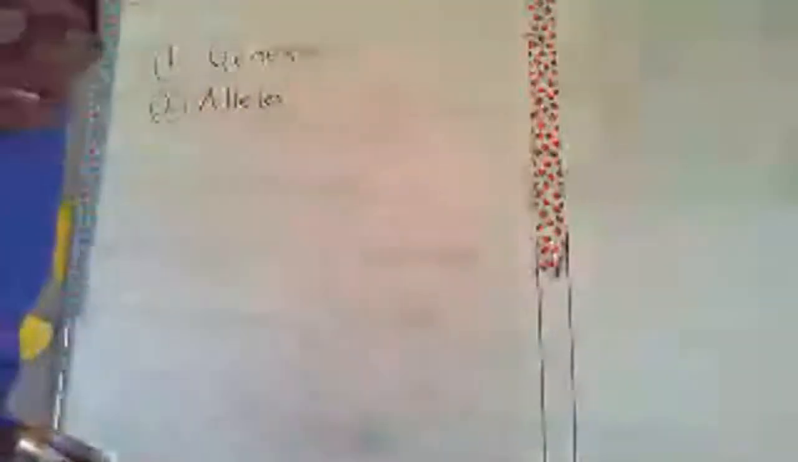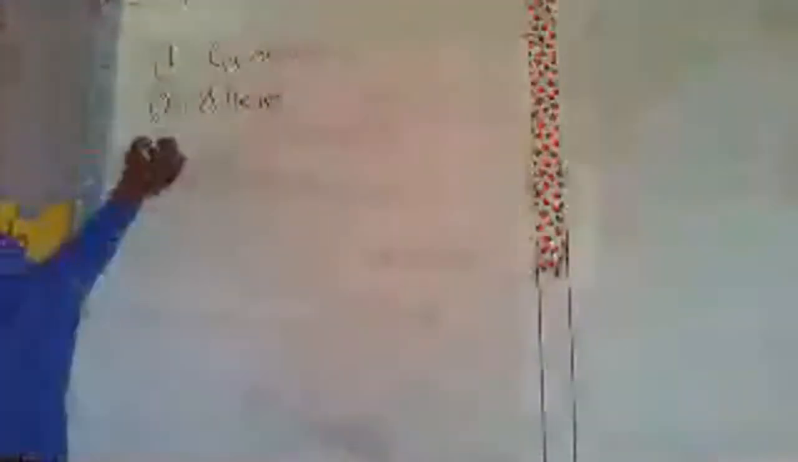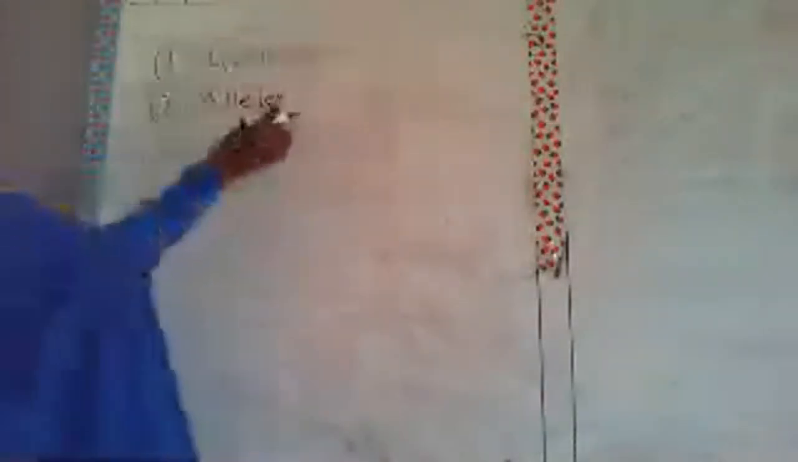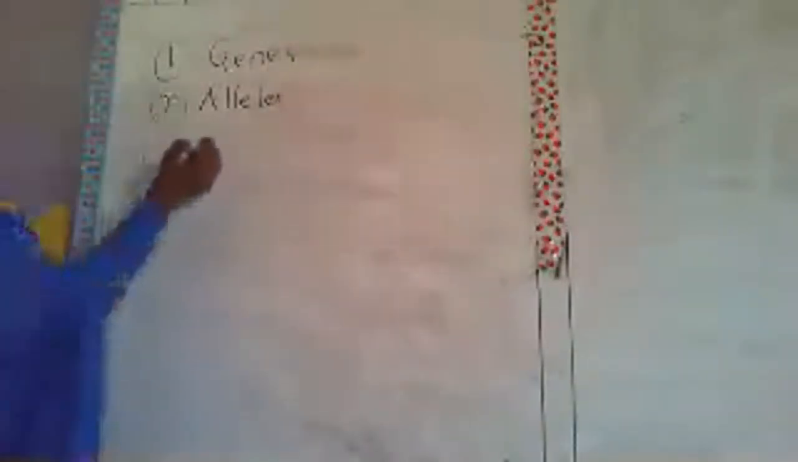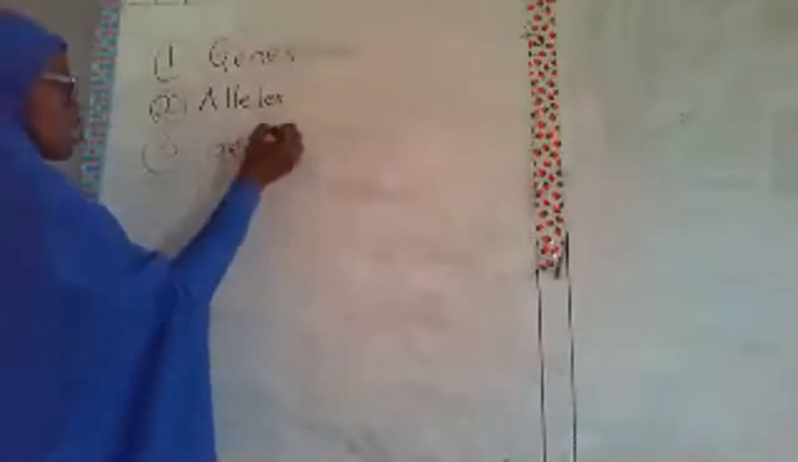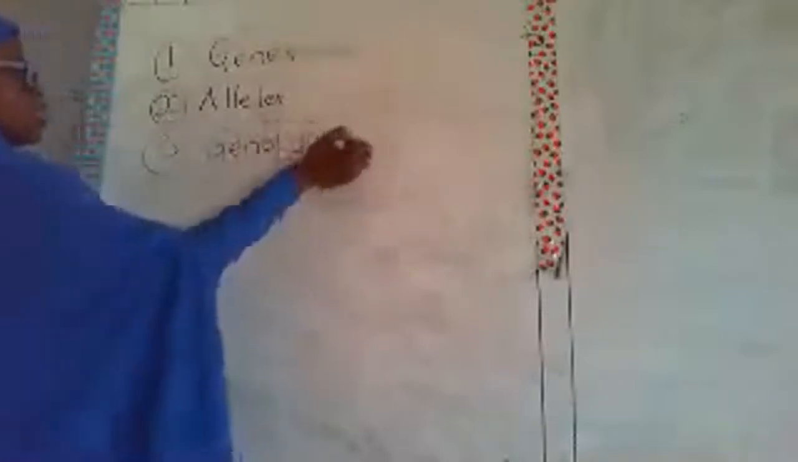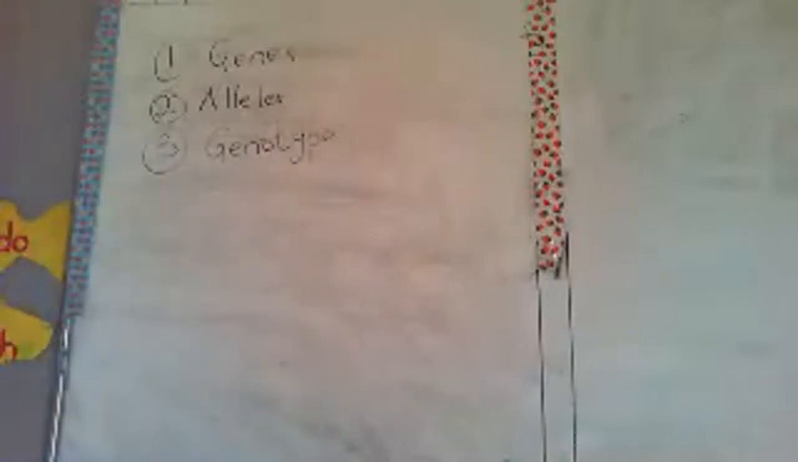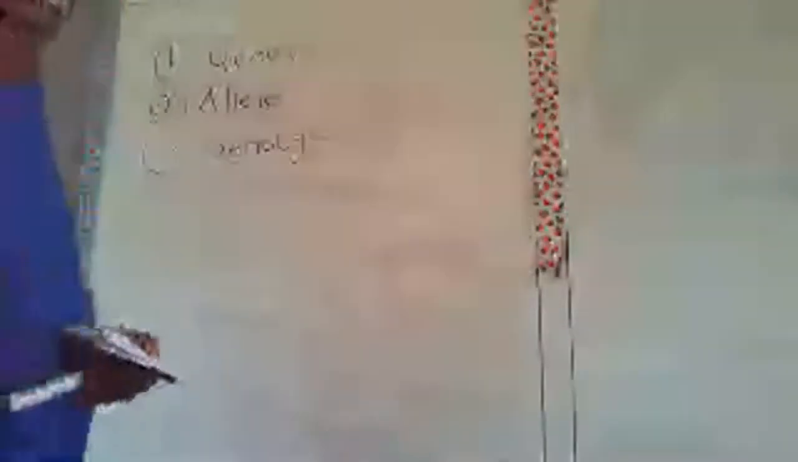Now, the next thing I'm going to talk about is, we've talked about the genes, we've talked about the alleles. Then we want to talk about the genotype and the phenotype. So let's talk about the genotype. The genotype is the genetic individual. They are the total sum of genes that are transmitted from the parent to the offspring.